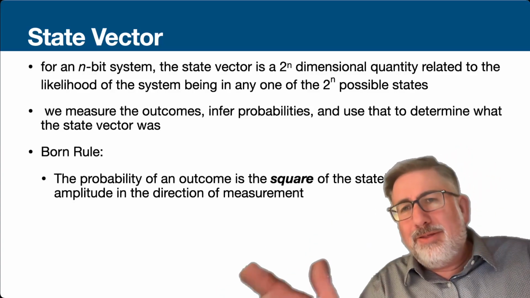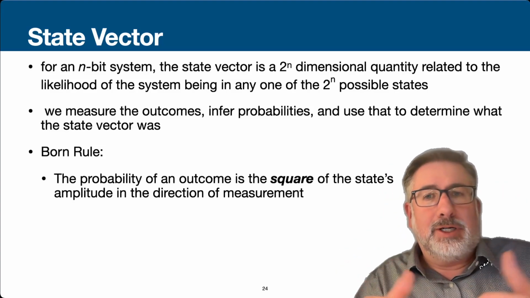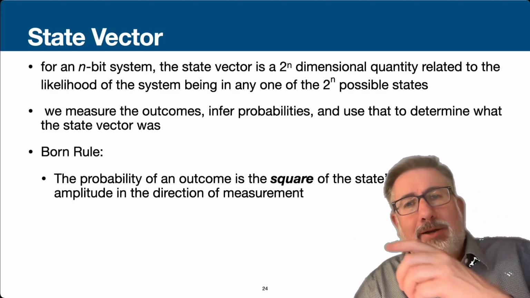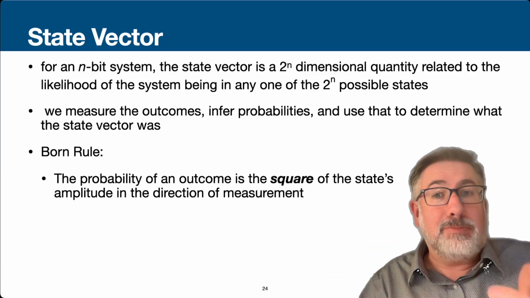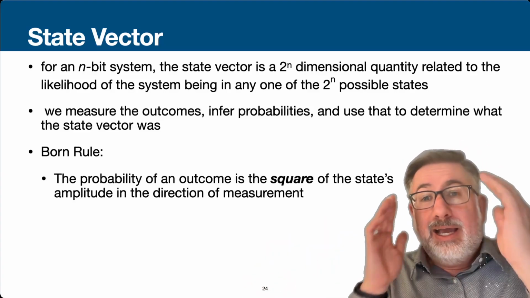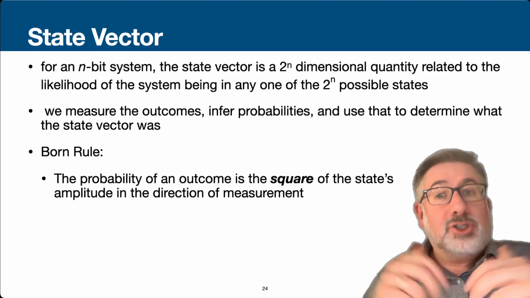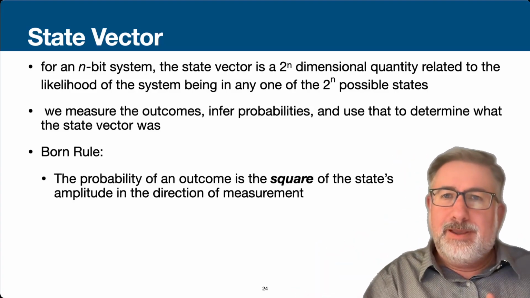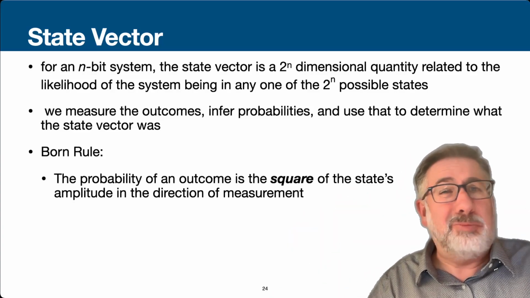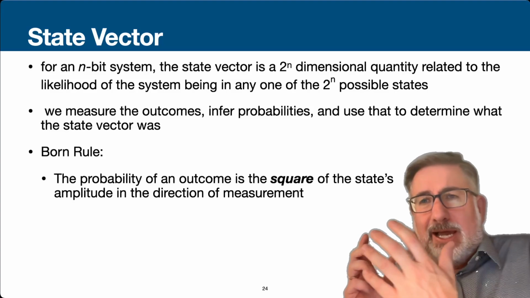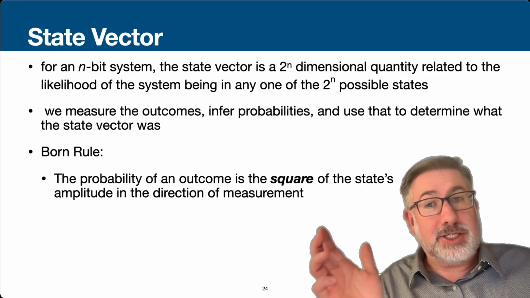Now, the way that the state vector is set up, we have the high dimensional space, where each direction, x, y, z, represents one of the possible outcomes. And as it turns out, the squares of the likelihoods on each of those directions sum to 1. This comes from a quantum physics idea called the Born rule, which is that the probability of an outcome is the square of the state's amplitude in the direction of measurement.